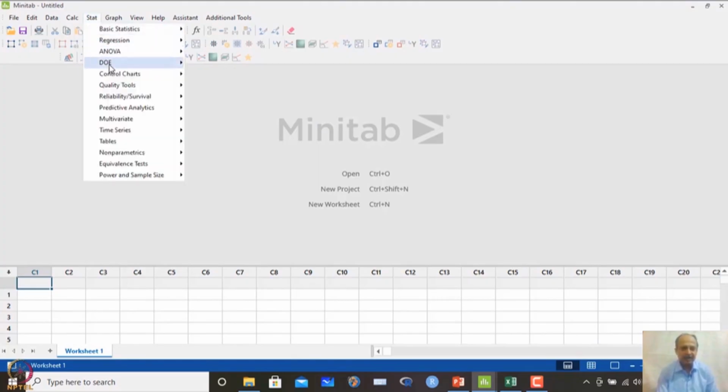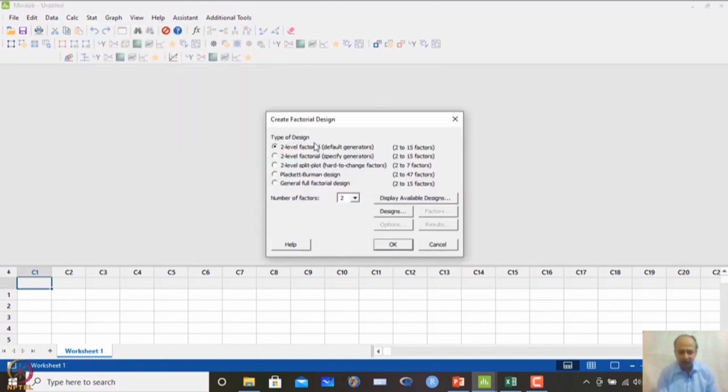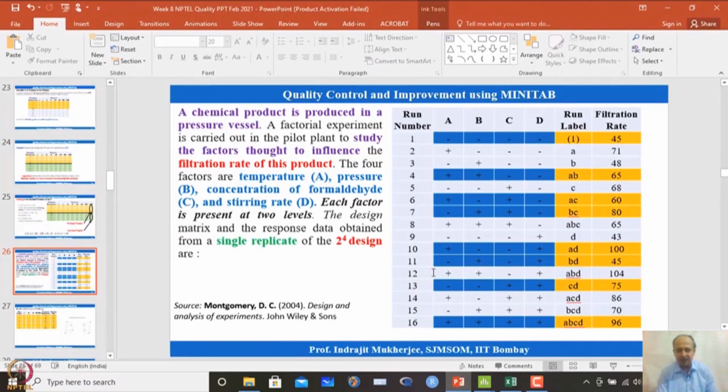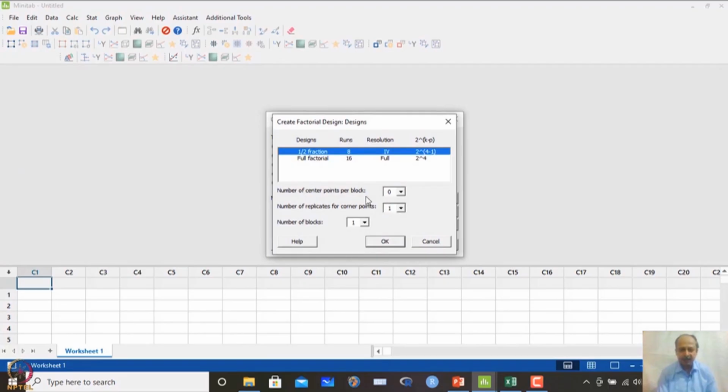So, what I will do is Stat, Design of Experiments, Factorial, Create Factorial Design. I will select 2-level factors, and the number of factors is 4 because I have 4 variables over here, that is A, B, C, D. Then I go to Designs. It will say full factorial or fractional factorial. I will choose half of the fraction, 8 trials I will run over here, and it will give you a resolution, resolution 4 over here. This is a resolution 4 design in fractional factorial. There is a term known as the resolution of the design. Higher the resolution, better is the fractional factorial design. Number of replicates, corner points: nothing over here.